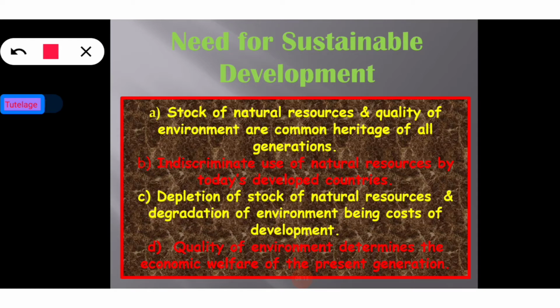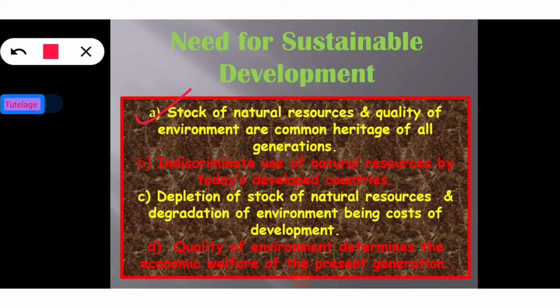The first one is that the stock of natural resources and the quality of environment are the common heritage of all generations. Economic development and the overall quality of life depend on the stock of natural resources like air, water, forest reserves, mineral resources, etc., and the quality of the environment. Therefore it is very important that all generations should have equal opportunities of using these resources.